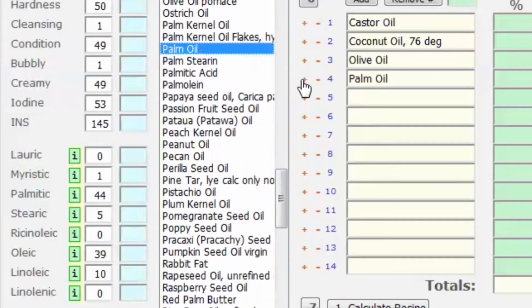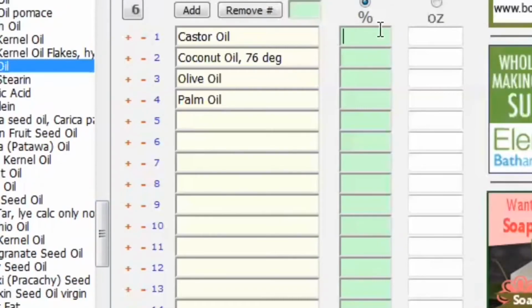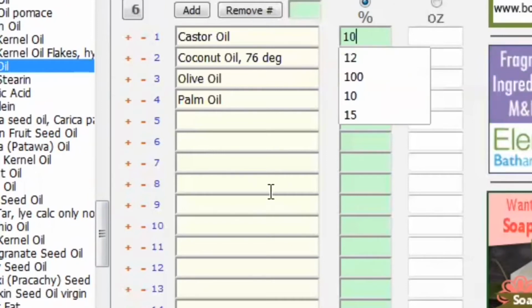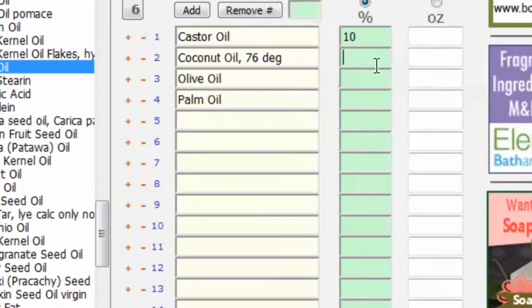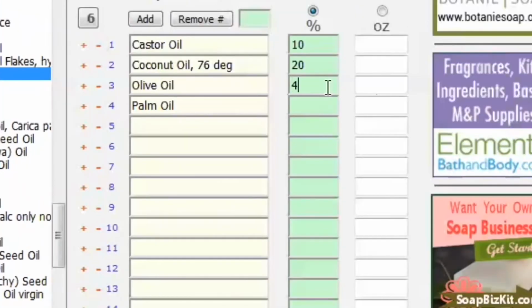So this is almost like a standard recipe for most soap makers, except that this one contains castor oil. Most soapers, beginners, they start with coconut oil, olive oil, and palm oil. But I love castor oil because it just adds an extra bubble to the soap that I really love. So I added it to this recipe.